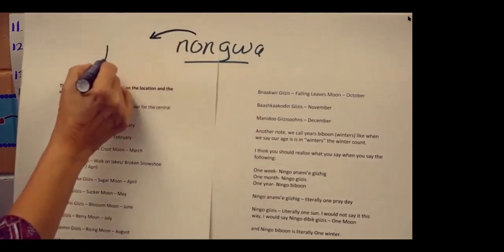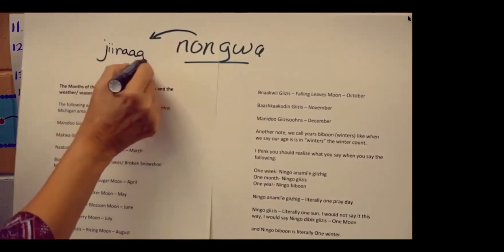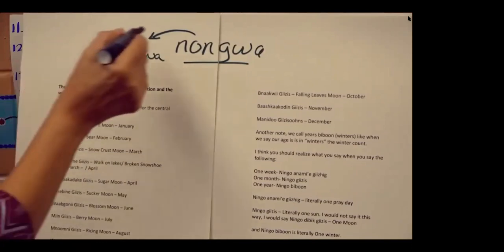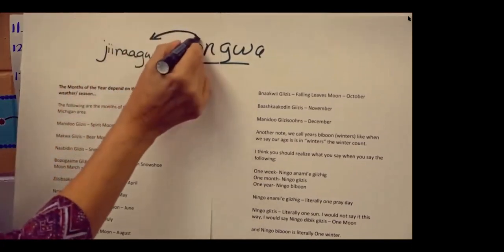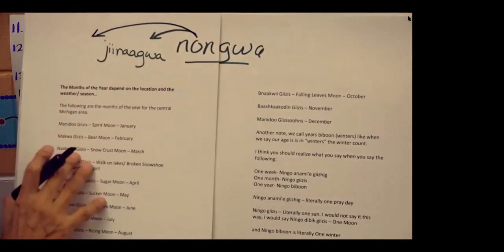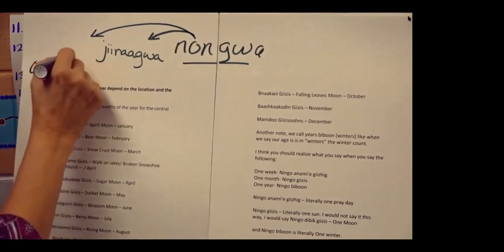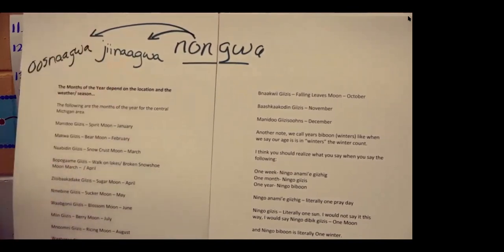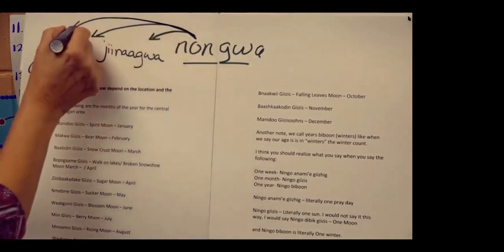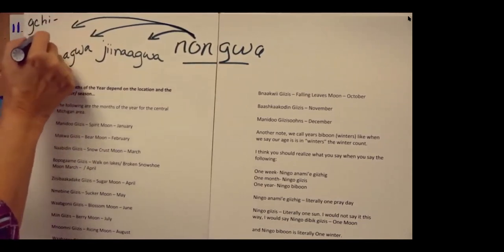We had Jinagwa, which means yesterday, okay? Then we had from now, okay? Everything stems from now. We had Osnawa. Okay, so there's your 3 days. And then we had even another day from there. We had Che Osnawa.